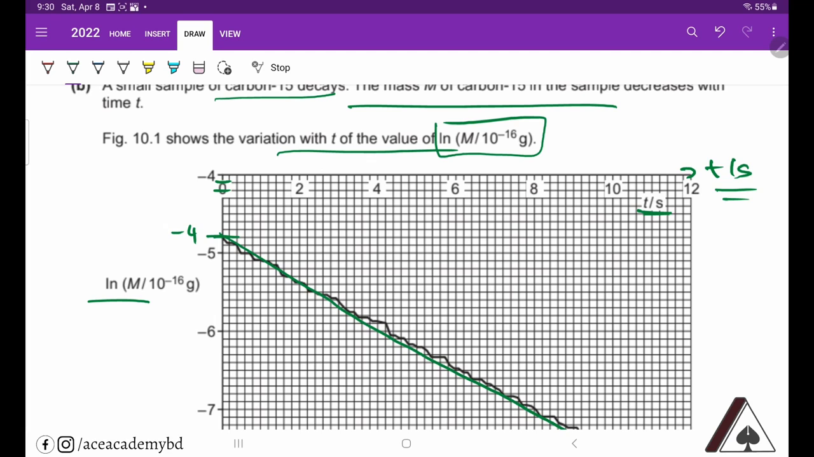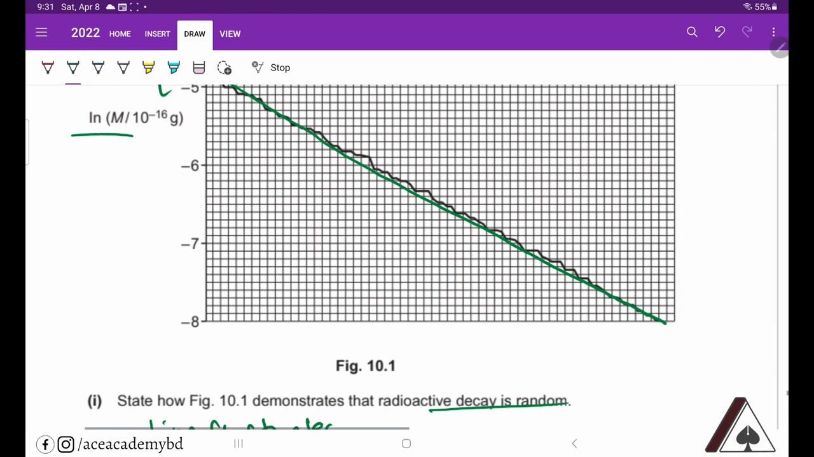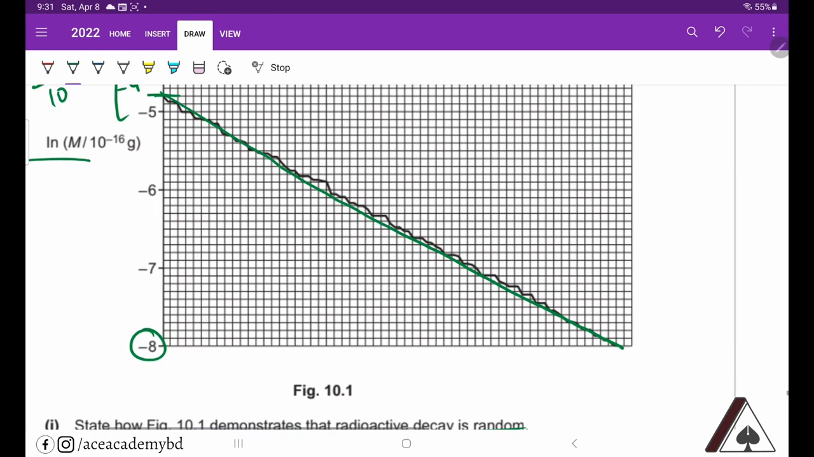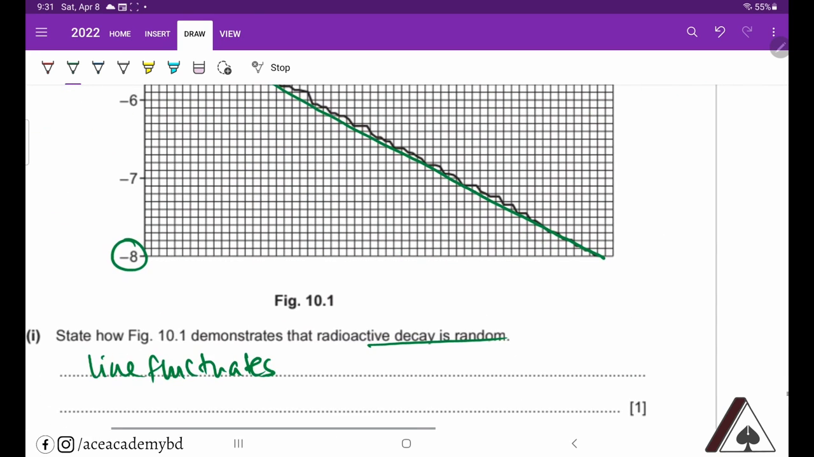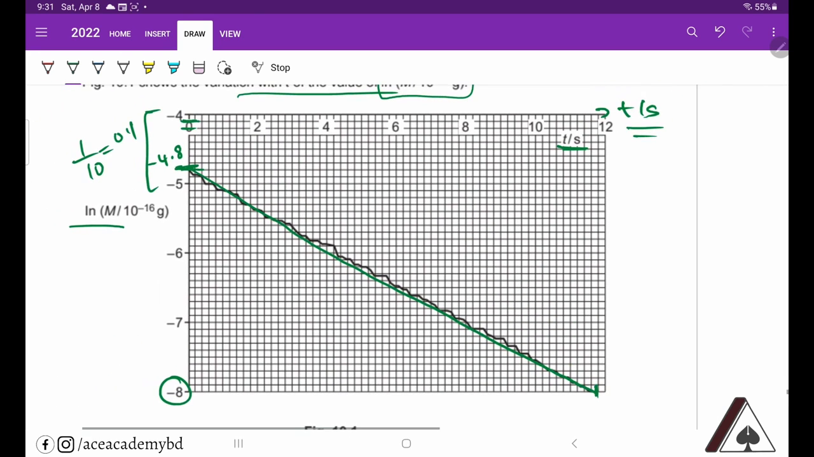So this is basically minus 0.1, because there are 10 divisions, and so each division is 1 divided by 10, which is 0.1. So this is basically minus 4.8. Okay. So this value is minus 4.8, over here it is minus 8, so I'm choosing this first one and this last point. Okay, now let's find the value of t.